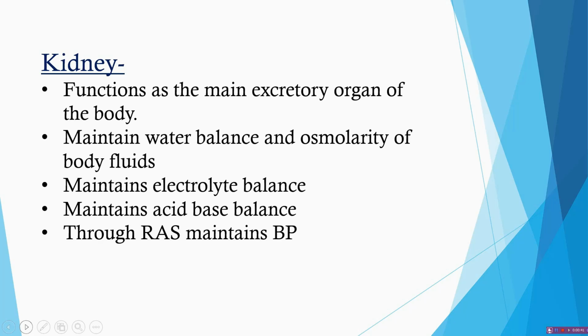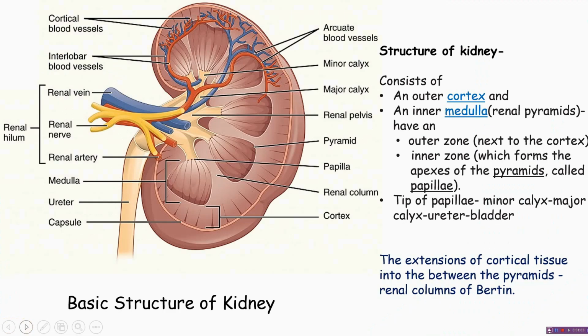balance and osmolarity of the body fluids, it helps to maintain the electrolyte balance, it maintains the pH, the acid-base balance of the body, and through the renin-angiotensin system maintains blood pressure. There are some secretory functions of the kidney, like it secretes renin and erythropoietin, which serve various functions of the body. Now coming to the basic structure of the kidney.